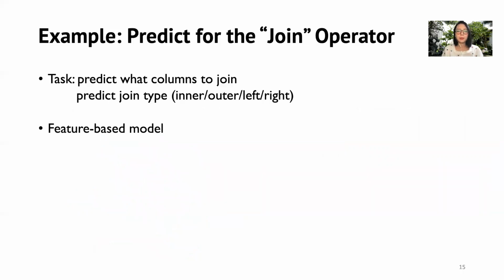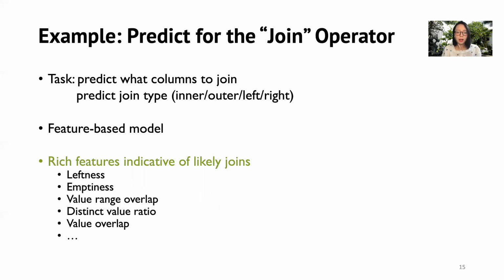As another example, in the predictive task for join, we use a feature-based model, and we derive a rich variety of features that are indicative of likely join columns. Some of these features are intuitive, but not always obvious. For example, we find that people are more likely to join columns towards the left of the table than the ones on the right. The large data set we collect is a key reason for us to be able to leverage these rich features.